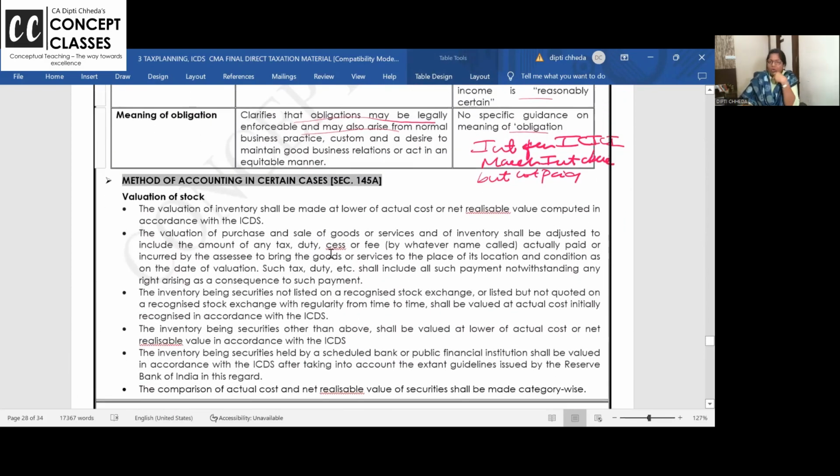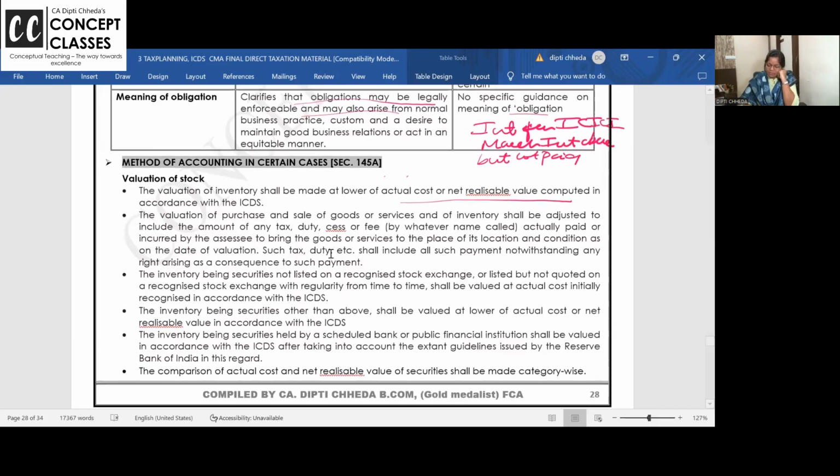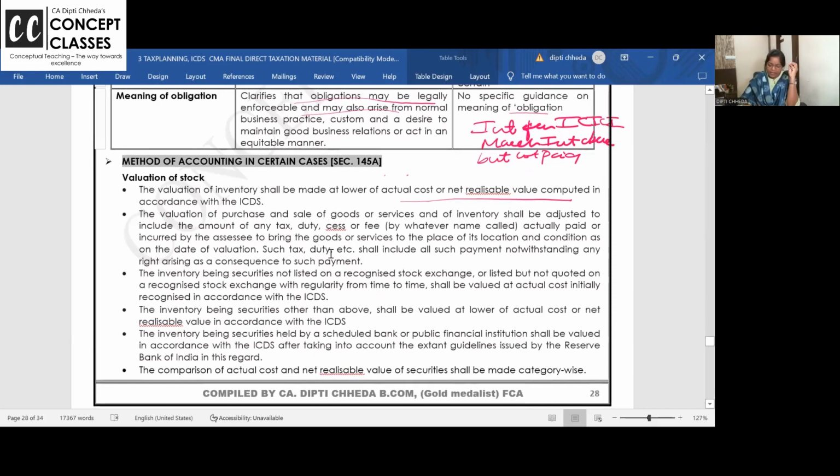This we have already talked in AS 2, no? That is ICDS 2 about the method of accounting. That's what they are talking, that inventory should always be valued at cost or NRV, whichever is lower. Now, some rules they are talking here. Valuation of the purchase and sale of goods shall be adjusted for tax, duty, cess, actually paid, whatever it may be. So when you purchase the goods, whatever taxes, duty, you will add on to the valuation.